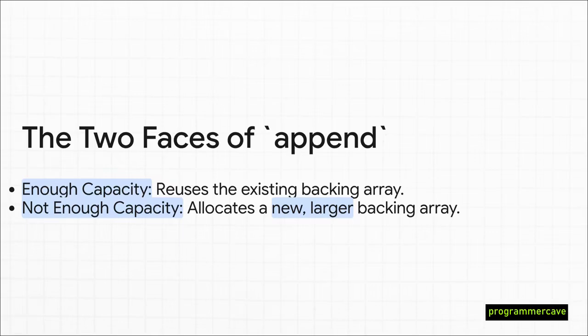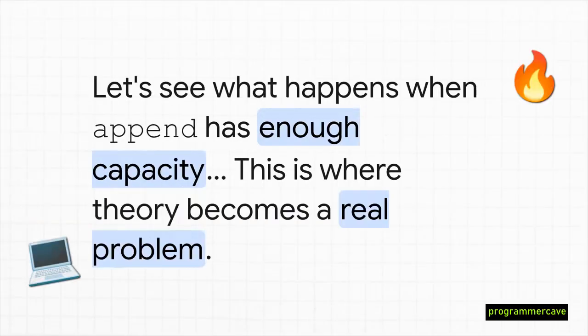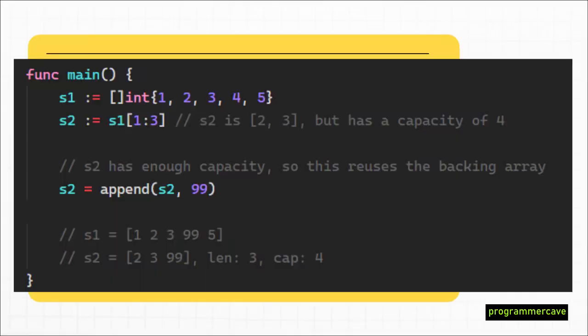Two totally different outcomes. Okay, enough theory. Let's look at some actual code and see this in action. Because this is where this whole thing goes from an abstract idea to a very real problem in your codebase. Okay, let's trace this. We start with 5 numbers.